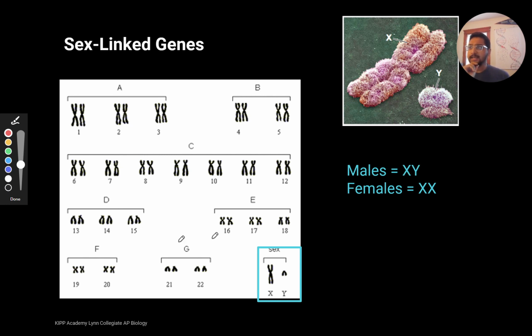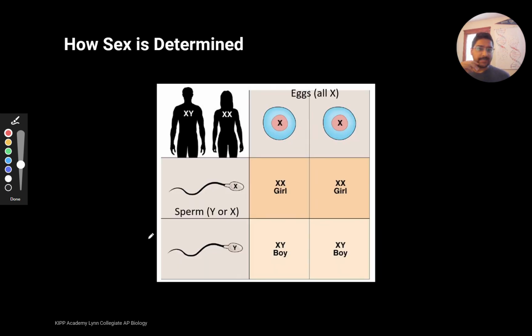And the issue is that some of these traits, like colorblindness, are linked to these chromosomes, which means that you're more likely to have them if you are of a particular sex or born with a particular set of chromosomes. And so this is essentially how sex is determined.